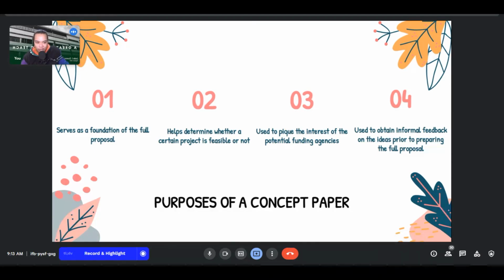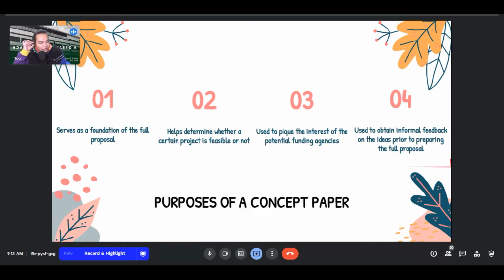For example, DOH. Before the time of the pandemic, DOH, DOST, sometimes BFAD. They even give people the chance to apply for grants and loans to finance their projects and their researches. So to do that, we need to have a solid concept paper. We need to have a well explained, well clarified paper to make sure that we convince the funding agencies.